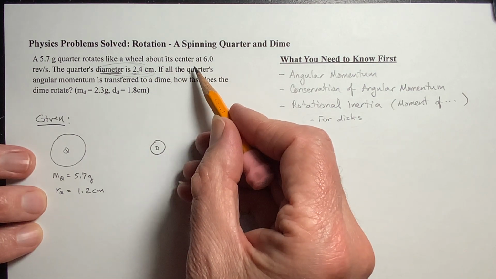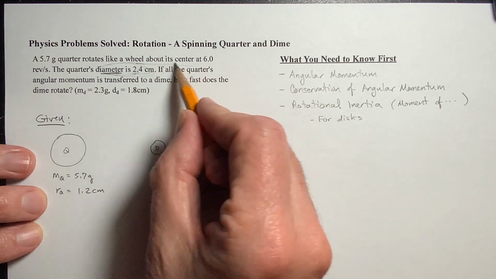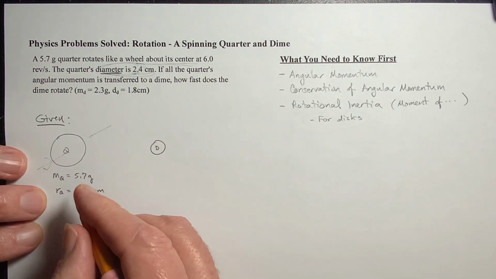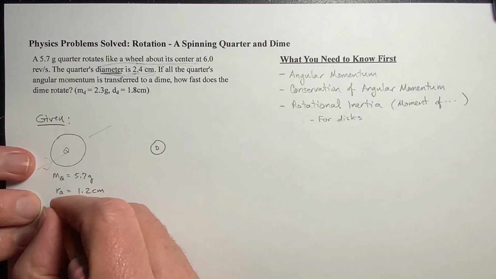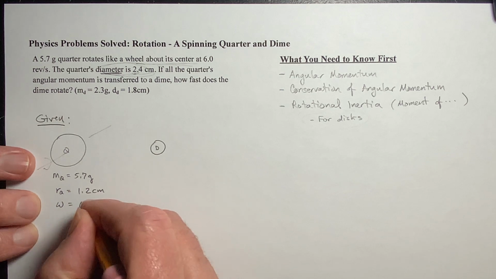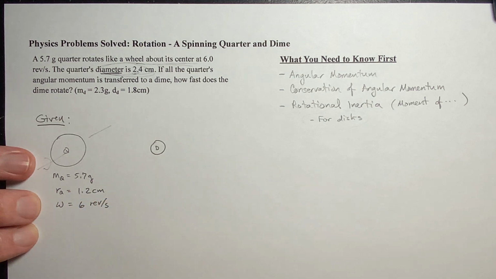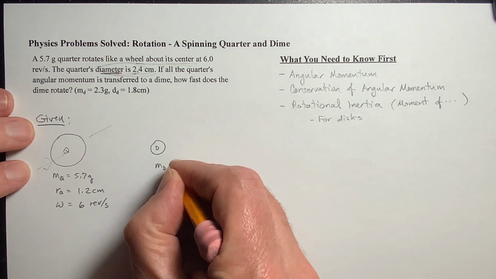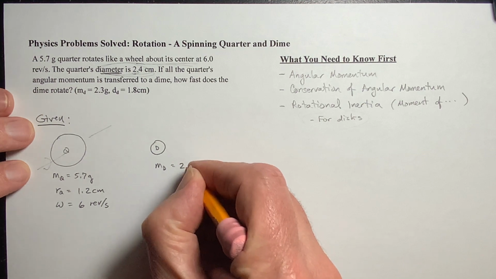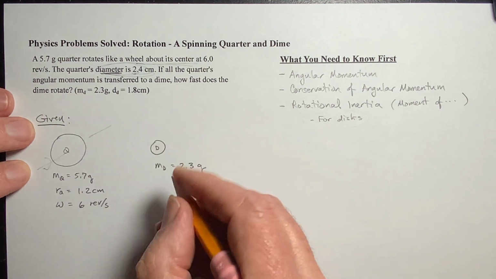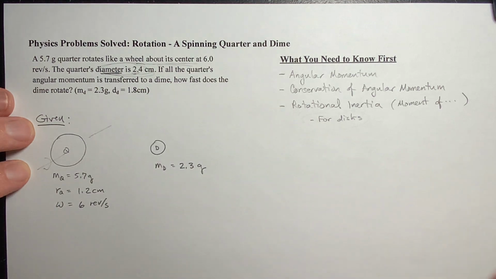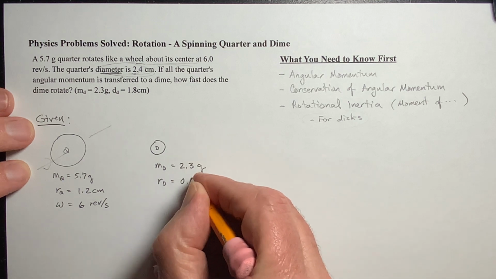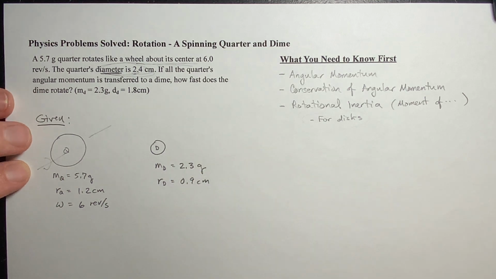And it's rotating like a wheel about its center, with an angular velocity, we use omega for that, of 6 revolutions per second. And then for the dime, we know that the mass of the dime is equal to 2.3 grams. And the diameter, well, half of 1.8 is 0.9. So the radius of the dime is equal to 0.9 centimeters.